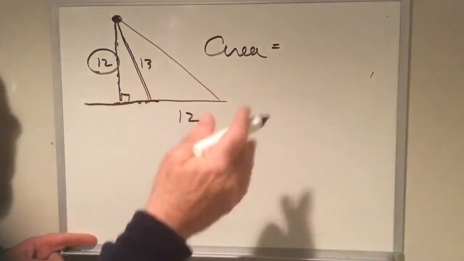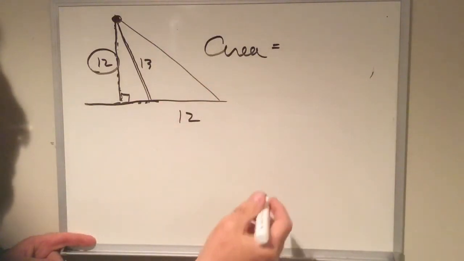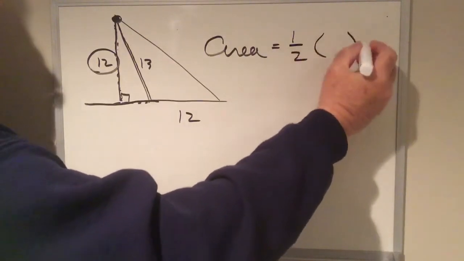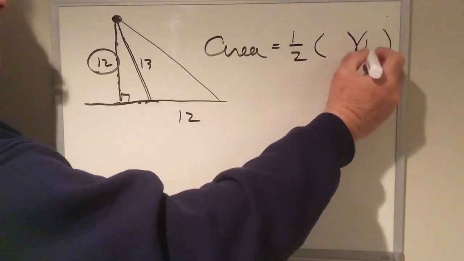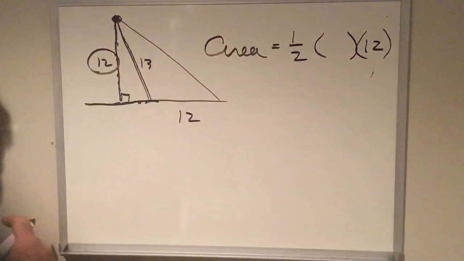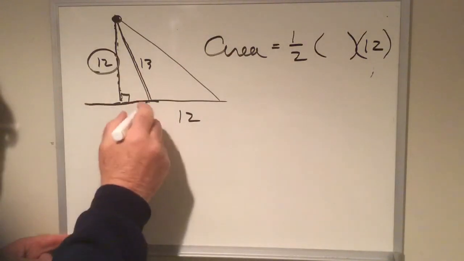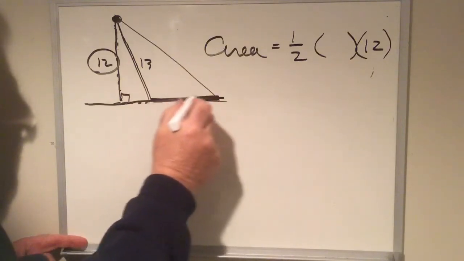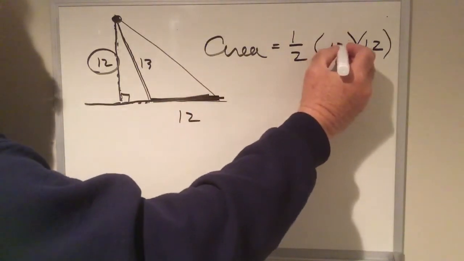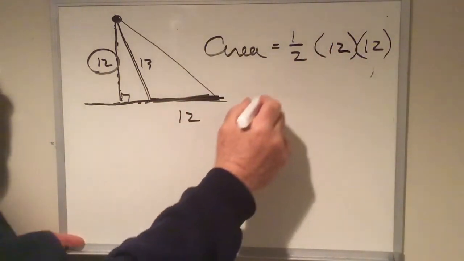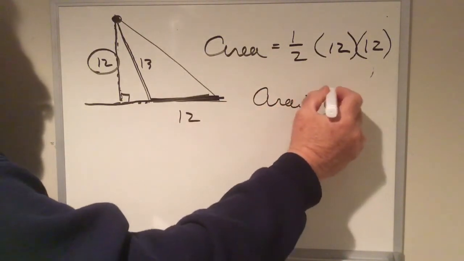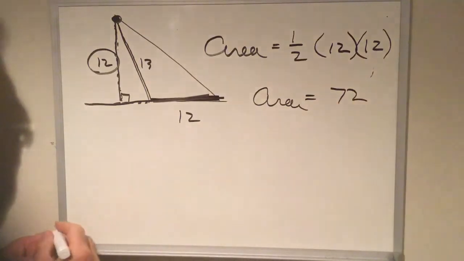The obtuse triangle is always the weird one, right? So you're going to do half base times height. Now, we're going to use that 12 as the height. When we're dealing with the base, you're dealing with the side length. So 12. What's the area of this triangle? Half base times height, 72.